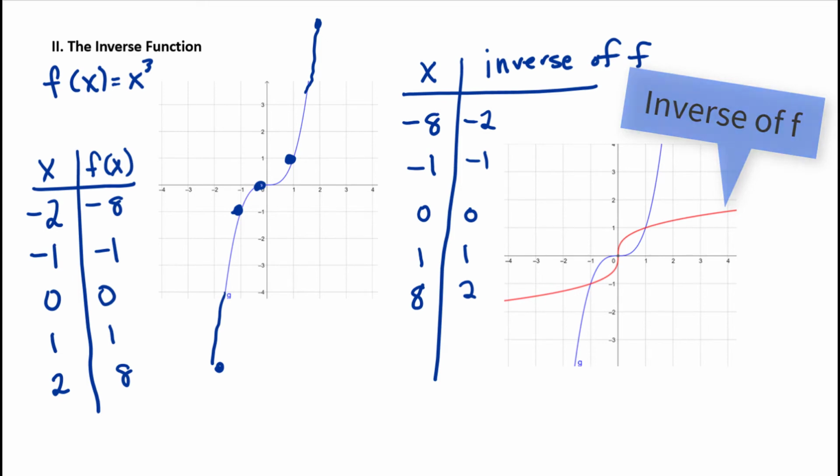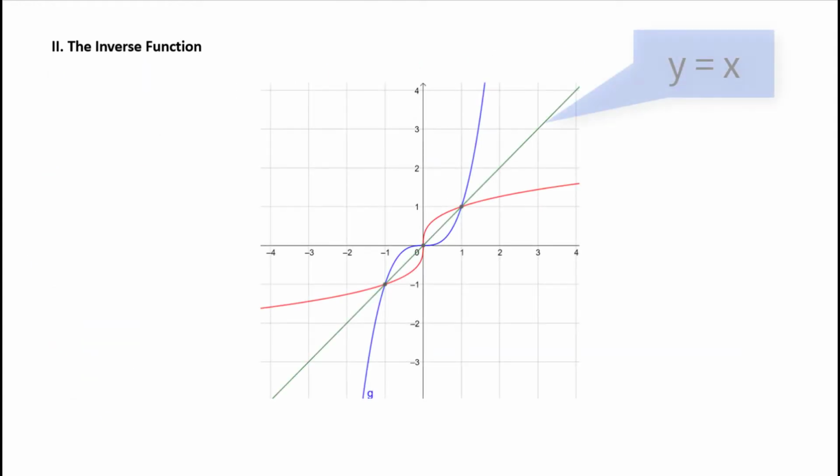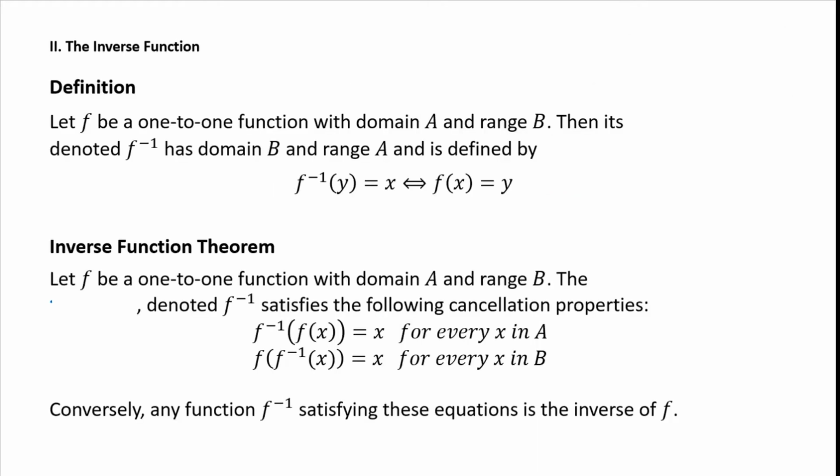Let's observe that the graphs of inverse functions reflect about the line y equals x. Roman numeral 2, the inverse function. Definition: let f be a 1-to-1 function with domain A and range B. Then its inverse, denoted f superscript -1, has domain B and range A and is defined by f superscript -1 of y equals x if and only if f of x equals y.